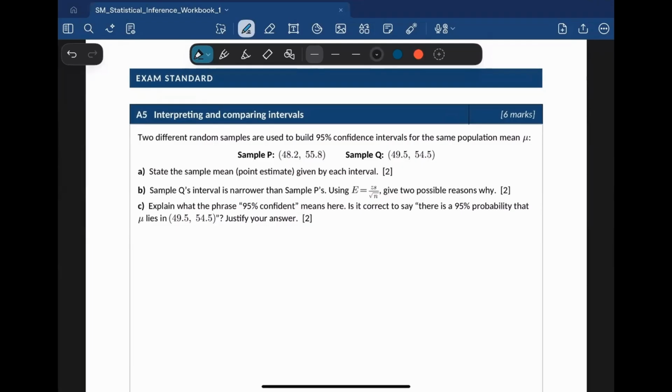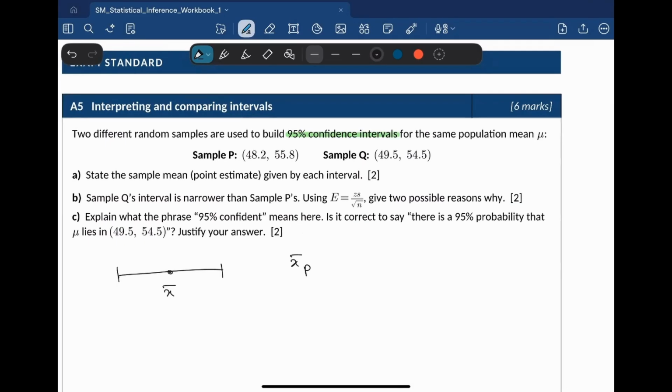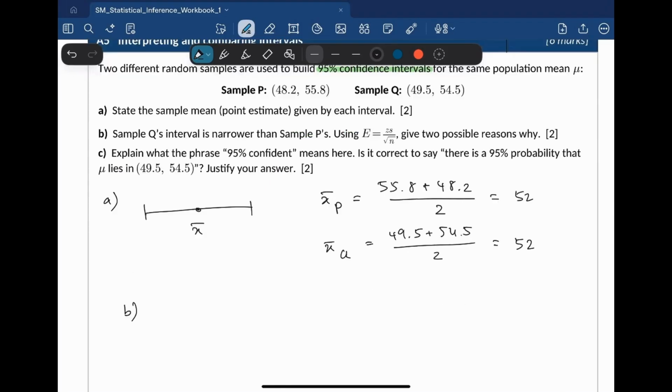Right, this time we've got 2 different random samples. They're both 95% confidence intervals. So what does a sample mean? Well, we know that each interval at its center is the mean. So that means x bar of p will be the average of both endpoints. X bar of q will be this as well. So this will be 52 for this one. This is also 52.